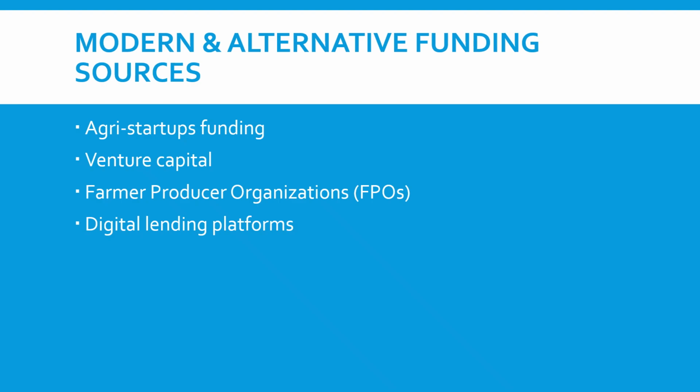The last option is the modern and alternative funding sources for agriculture: agri startup funding, venture capital, farmer producer organizations, shortly called FPOs, and digital lending platforms. These are emerging sources and will shape the future of agriculture finance.